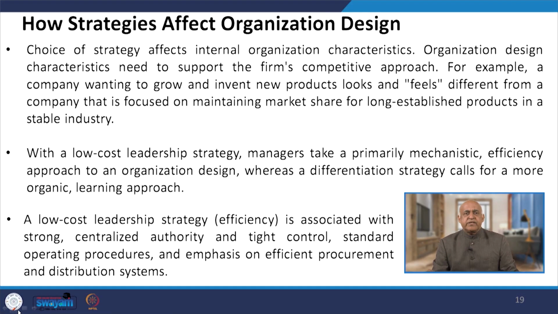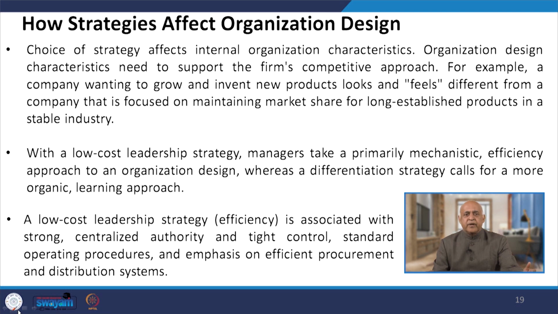The choice of strategy affects internal organizational characteristics, and organization design characteristics need to support the firm's competitive approaches. For example, a company wanting to grow and invent new products looks and feels different from a company focused on maintaining market share for long-established products in a stable industry. With a low cost leadership strategy, managers take a primarily mechanistic, efficiency approach to organization design, whereas a differentiation strategy calls for a more organic, learning approach.